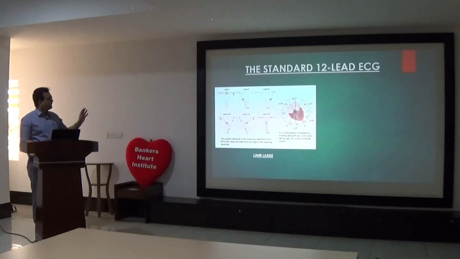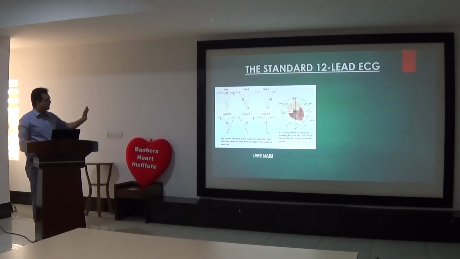So for lead 1, there are 4 electrodes which are placed over the body, one each on the right arm, right leg, left leg and the left arm, where the right leg electrode serves as the ground electrode. So lead 1 is computed by taking the exploring electrode on the left arm and the base electrode on the right arm. So lead 1 views the heart from the left side.